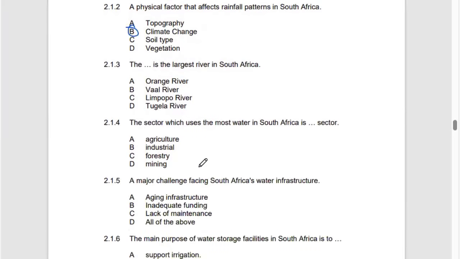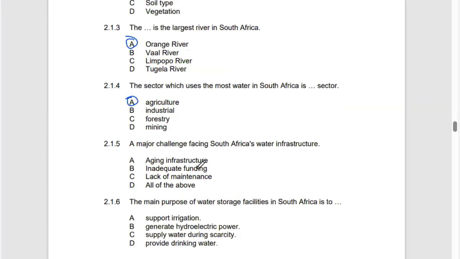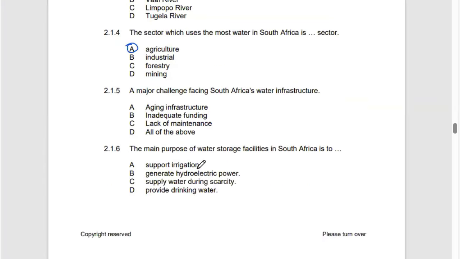Dash, the dash is the largest river in South Africa. Which one is the largest river in South Africa? That's the Orange River. Number 4, the sector which uses the most water in South Africa is the H sector. Which sector uses most water in South Africa? It's agriculture. Number 5, a major challenge facing South Africa's water infrastructure. What is the challenge that is faced by South Africa's infrastructure in terms of water provision?